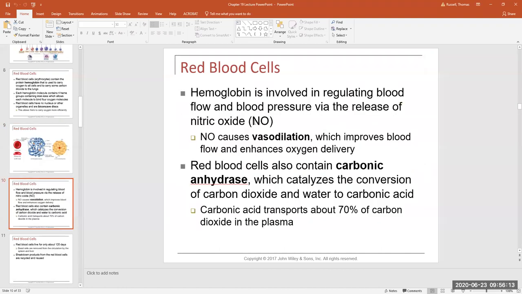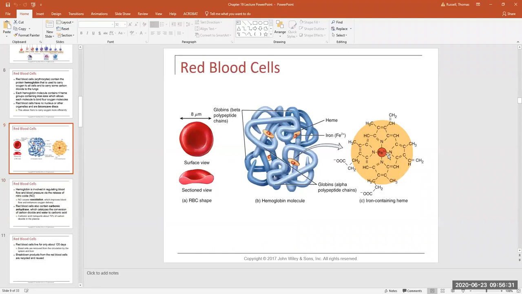Here I put nitric oxide, still being transported by hemoglobin. So you have three gases transported by hemoglobin: oxygen, carbon dioxide, and nitric oxide. But carbon dioxide and nitric oxide are not being transported by the iron. They bind to the protein, these polypeptide chains, and then are released. So only oxygen is associated with the iron, not carbon dioxide and not nitric oxide.